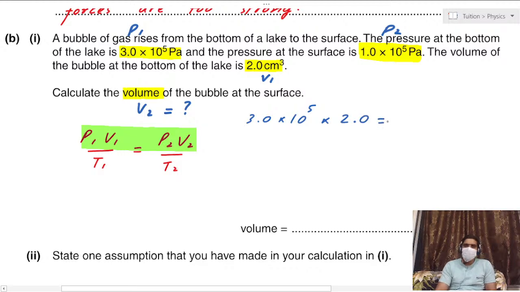Equals, what is the second value of pressure? Well, it's given over here, into 10 raised to power 5 times V2. V2 stands for the second value of volume, which needs to be calculated. Now I'm just doing some mathematics, don't get confused with it. You can hit it on the calculator your own way, but what I'm going to do is cancel out this thing by this thing, and 3 times 2 would be 6. So 6 cubic centimeters. How do I know cubic centimeters? From here.